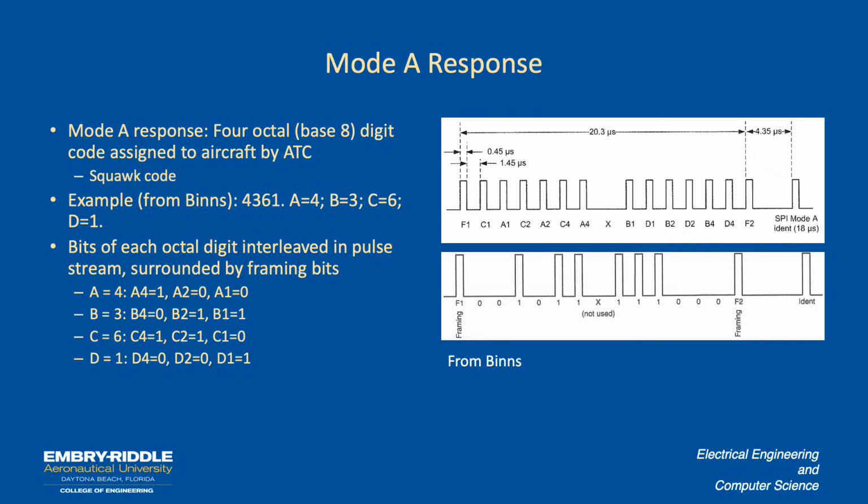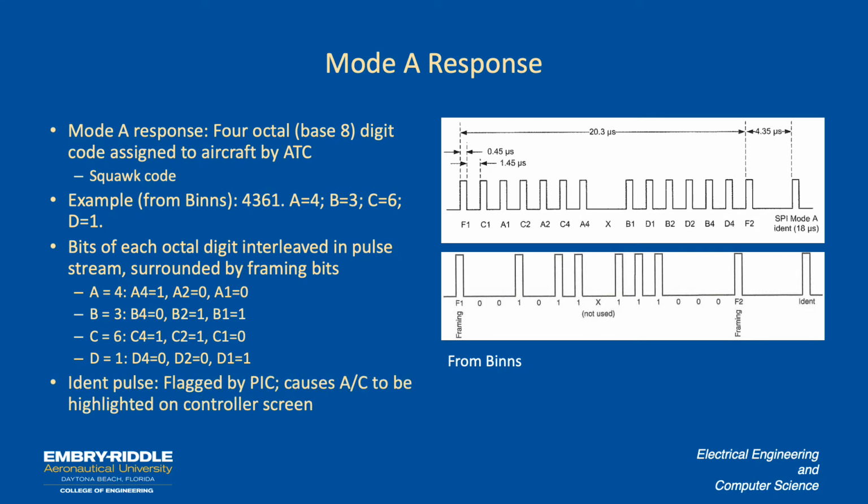So you had a framing bit, then you had the least significant bit of the C, and you had the least significant bit of A, the middle bit of C, the middle bit of A, and then the most significant bit of C, and the most significant bit of A, a 1 pulse pause, and then you did the same thing with the B and the D numbers. Finally, you had a final framing pulse. There's also an identity pulse that could be transmitted if the air traffic control asks the pilot in command to turn on the identity system, and that'll make the aircraft stand out on the controller screen.